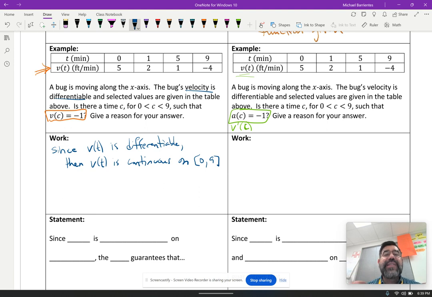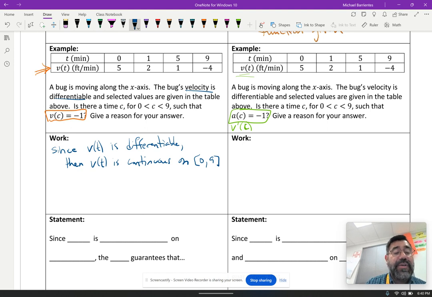Like you can say, oh, well, they should know. If they told me that's differentiable, then obviously it's continuous. Well, they know that, but they want to make sure you know that. And so you have to explicitly write it out. Since the velocity is differentiable, then the velocity is continuous. That's what I need to show.